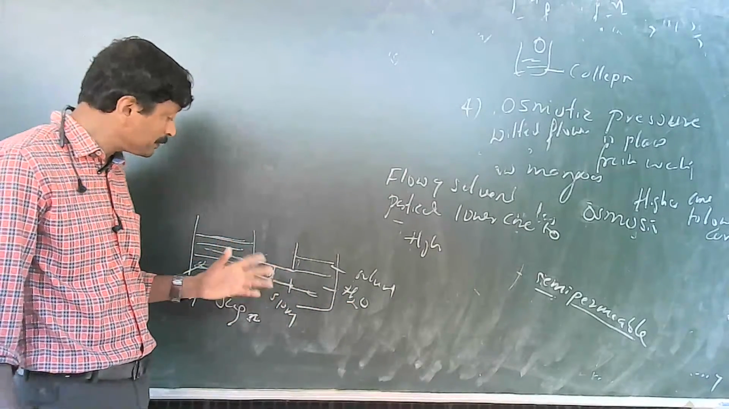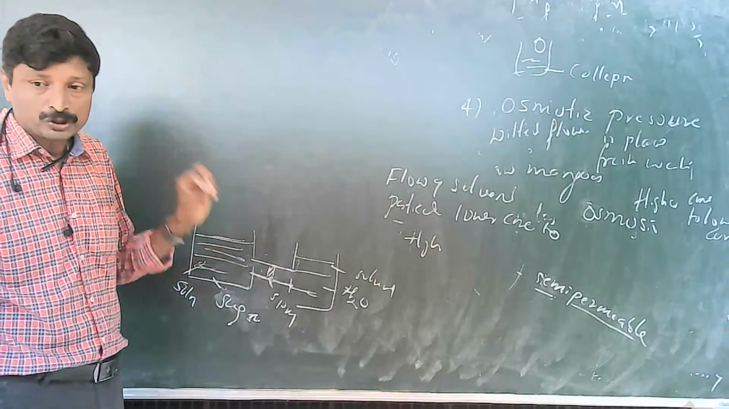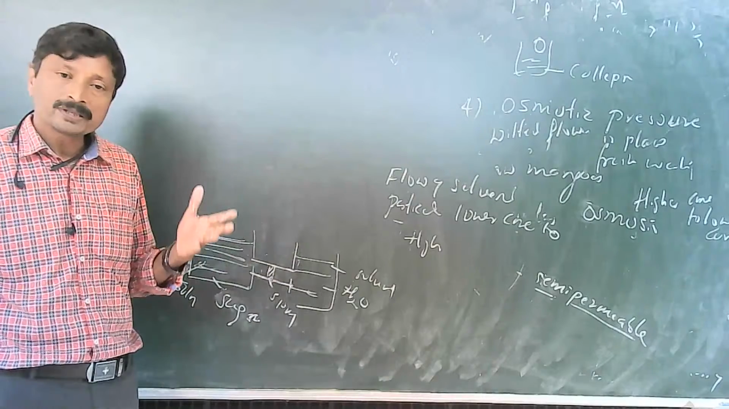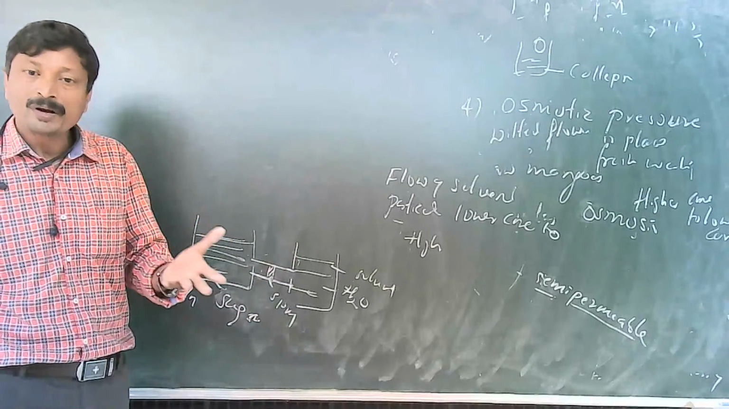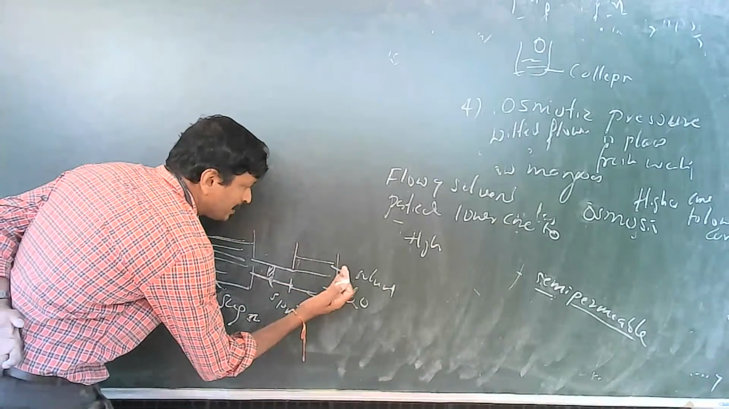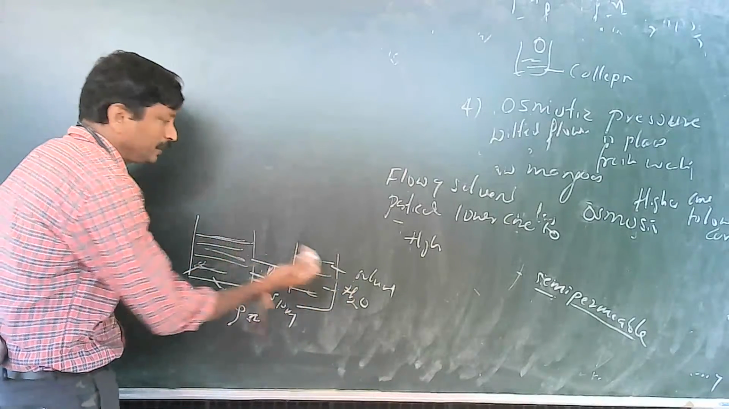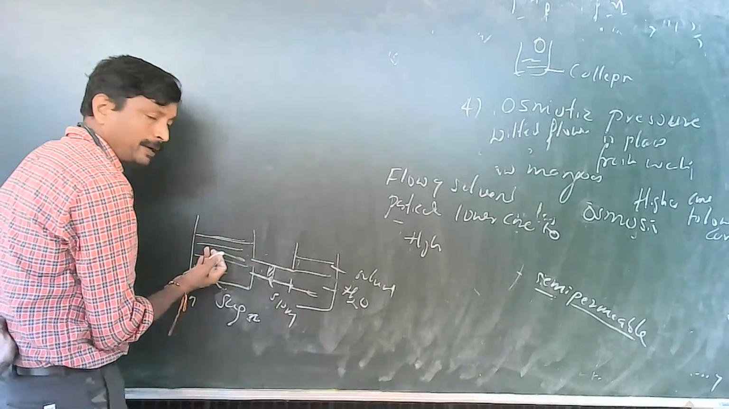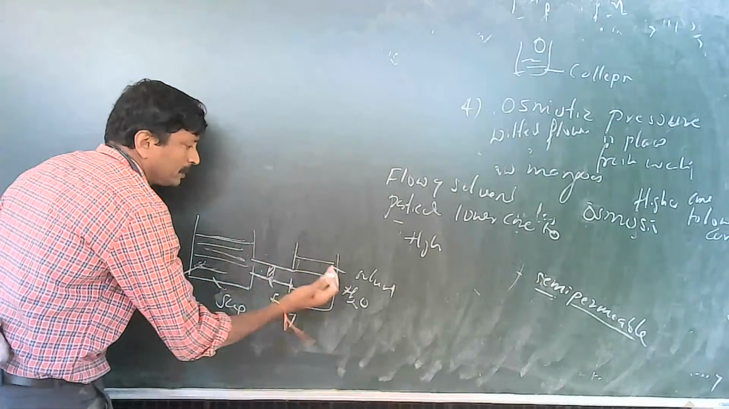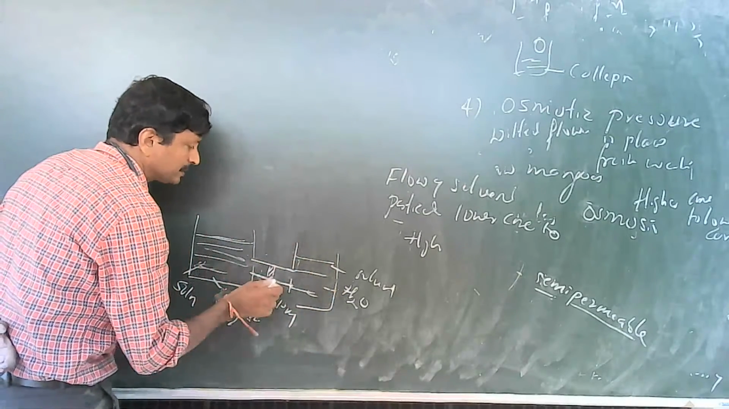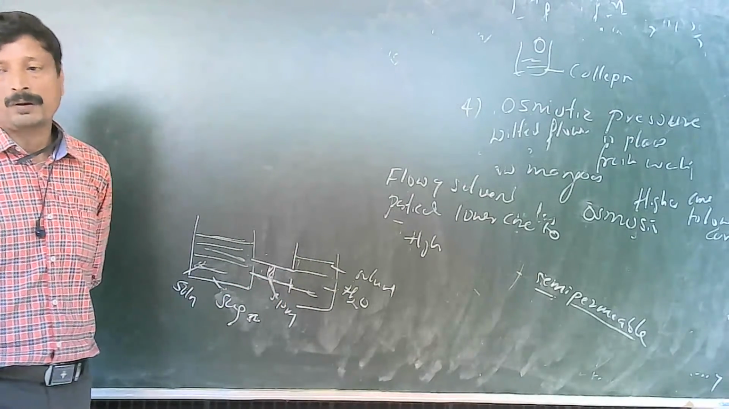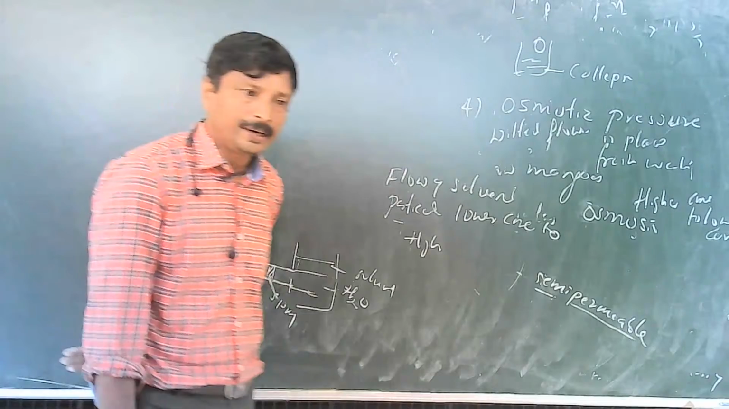In chemistry, we are defining osmosis in terms of solute concentration. In biology, we are defining osmosis in terms of solvent concentration. So here the solvent has a lower concentration compared to the solution. Therefore, this is a flow of solvent particles from the solvent side to the solution side through the semi-permeable membrane. This is called osmosis. This is our study.